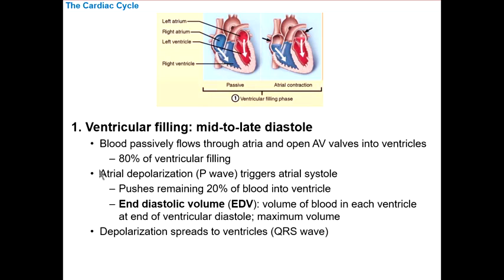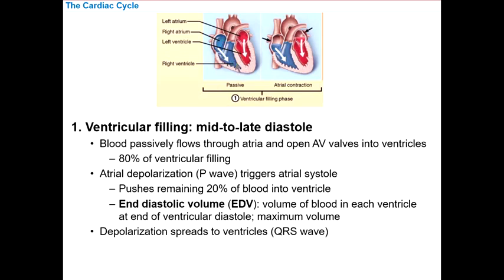At this time, the atria are depolarizing. That's the P wave in our ECG. That depolarization is going to trigger atrial systole, which means the atria, both of them, contract. So we get the passive filling first, and then the atria contract, which pushes the other 20% of blood into the ventricles.